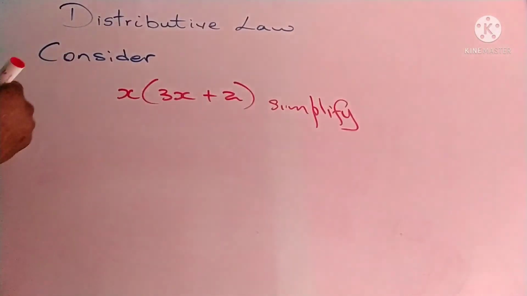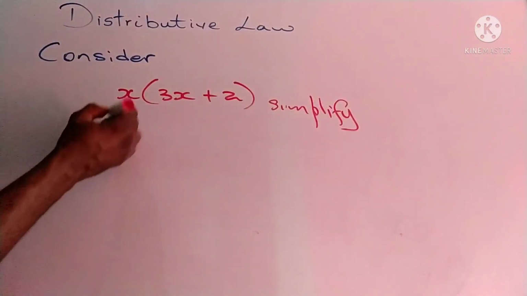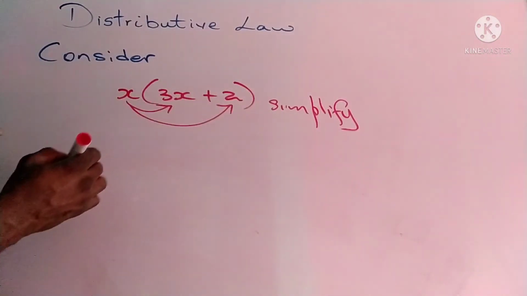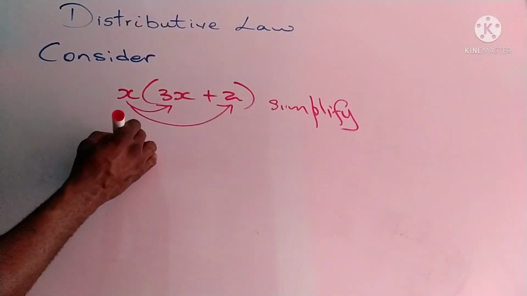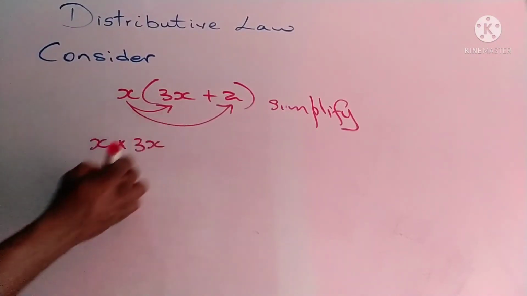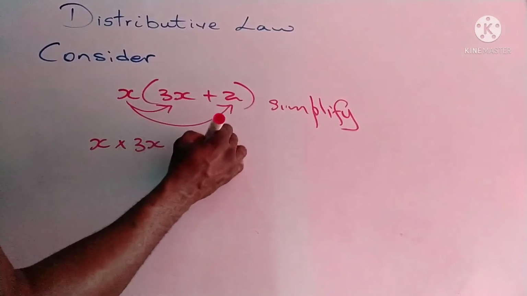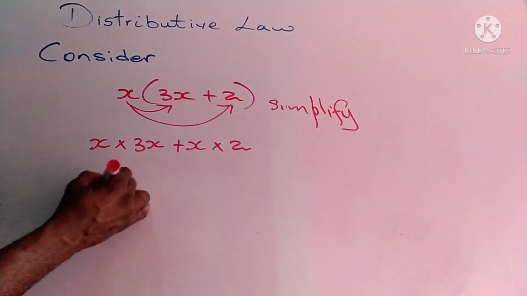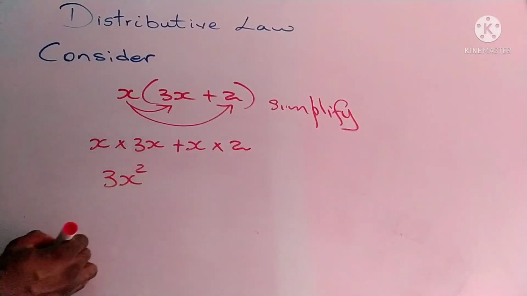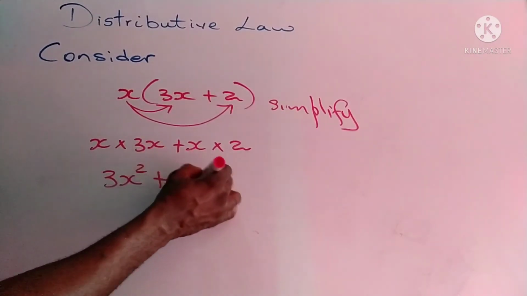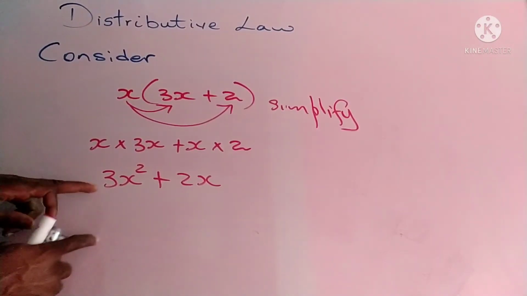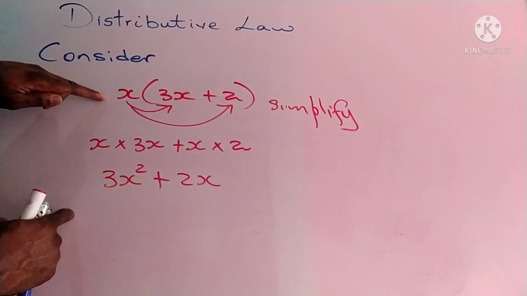or I could say remove the bracket, then we're looking at distributing inside. So we'll have an x multiplied by a 3x, my positive x multiplied by a 2. And then we're looking at 3x to the second power plus 2x. So using the distributive property, I definitely know that this is this.